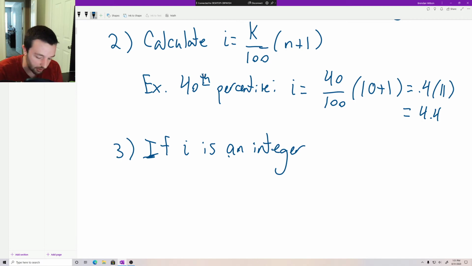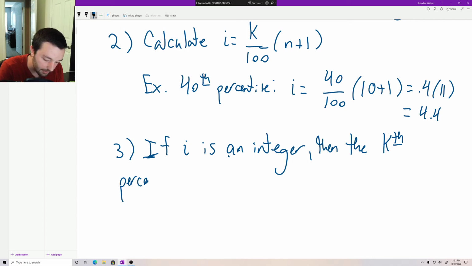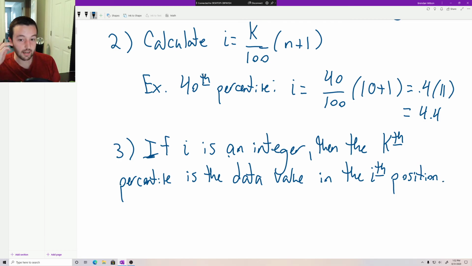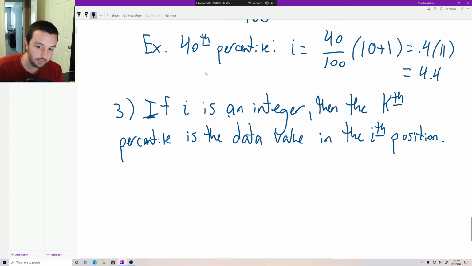But if I is an integer, then the kth percentile is the data value in the ith position. Okay. So like if I was just 4, for example, we would just go find the 4th number, and that's your 40th percentile. Ours is not an integer. We got 4.4. So what do we do with that?